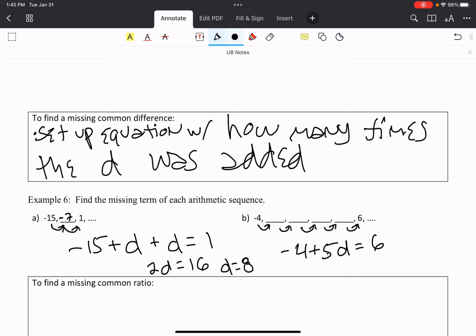So what's the common difference on this one? 2, but now I'm going to use that 2 to find my missing terms. So negative 2, 0, 2, 4, 6. Is that all right?